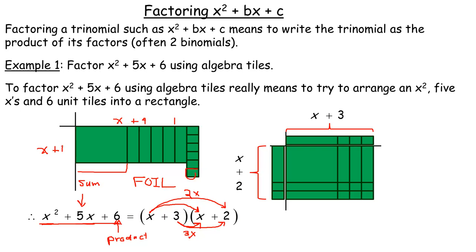See, that doesn't work because, first of all, 1 multiplied by this 4 doesn't give me 6. Okay, so it just doesn't work. So that's why the x plus 3 and x plus 2 work, because they're the correct numbers that give this is the sum and this is the product.